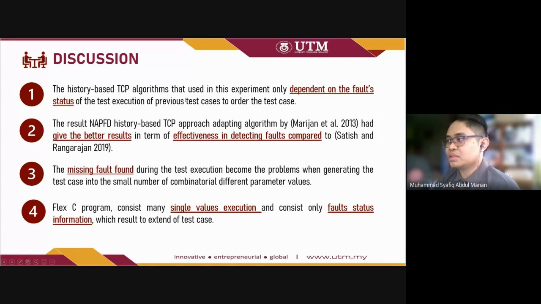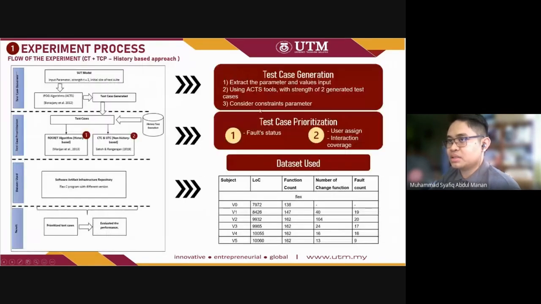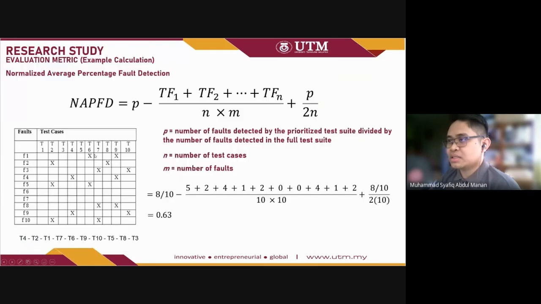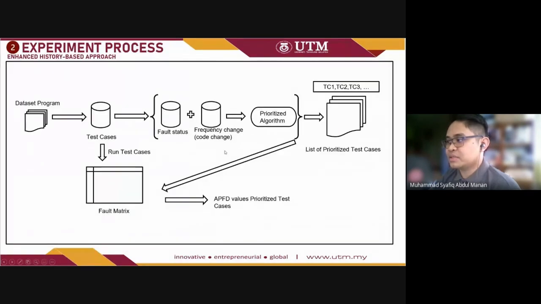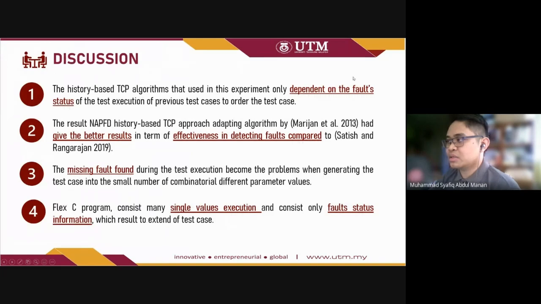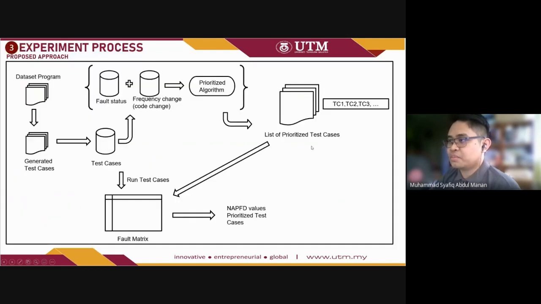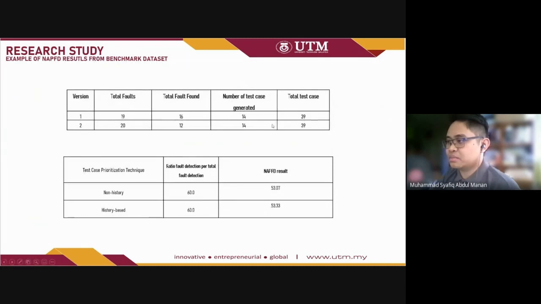The history-based algorithm that uses enhancement is only dependent on fault status, the status of the test execution of previous test cases relative to other test cases. From this experiment, actually in the first experiment here, we only focus on the use of fault status instead of frequency change. So later on in the enhancement, we try to embed both of these. So in this discussion, I want to highlight that part. And then the result of the history-based approach adapted from Marijan gives a better result in terms of effectiveness in detecting faults compared to Siti that I compared before. Here it actually slightly improved from version 1 to version 2.